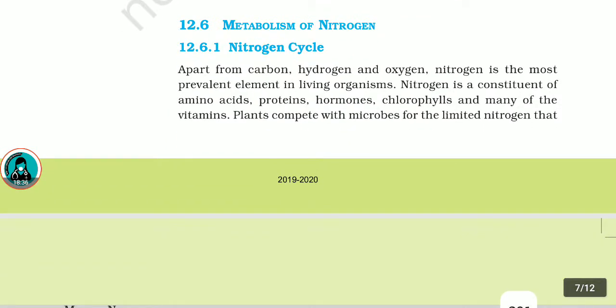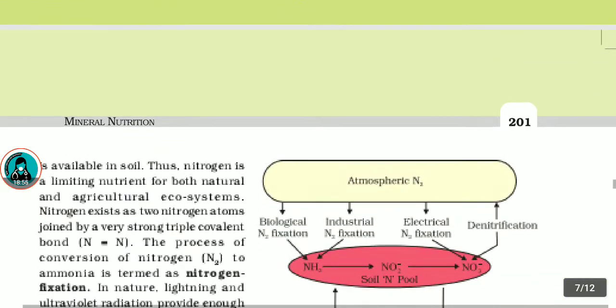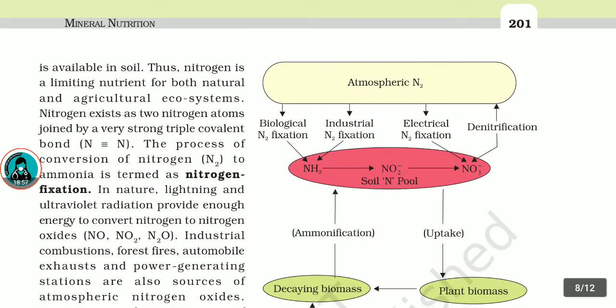12.6 Metabolism of nitrogen. 12.6.1 Nitrogen cycle. Apart from carbon, hydrogen, and oxygen, nitrogen is the most prevalent element in living organisms. Nitrogen is a constituent of amino acids, proteins, hormones, chlorophylls, and many of the vitamins. Plants compete with microbes for the limited nitrogen that is available in soil. Thus, nitrogen is a limiting nutrient for both natural and agricultural ecosystems.